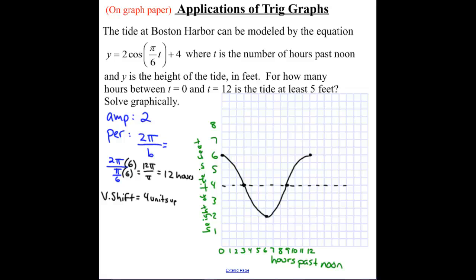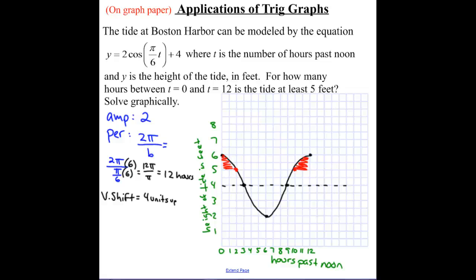You've done all the hard part. I want you to go back and read the question: for how many hours between t equals 0 and t equals 12 is the tide at least 5 feet? I want you to shade in with your pencil the portion of the graph that goes above 5 feet. Then play the recording. Hopefully you shaded in this little part.